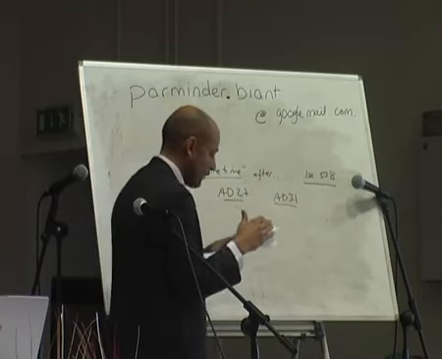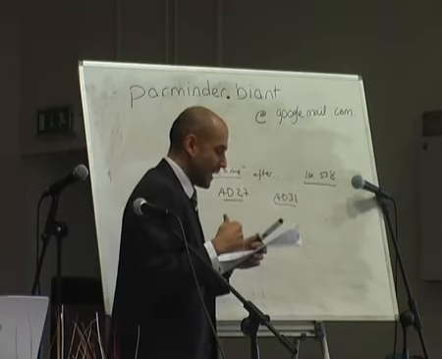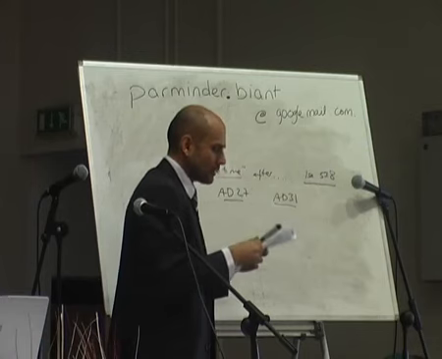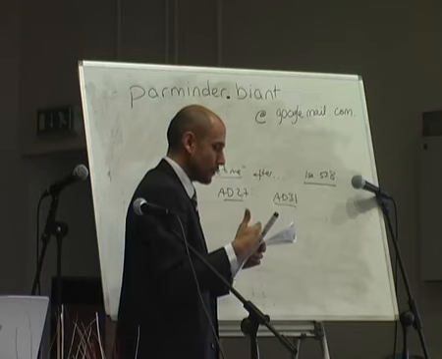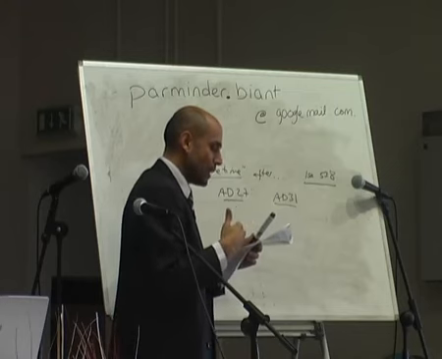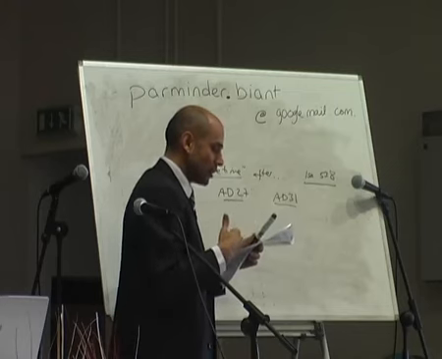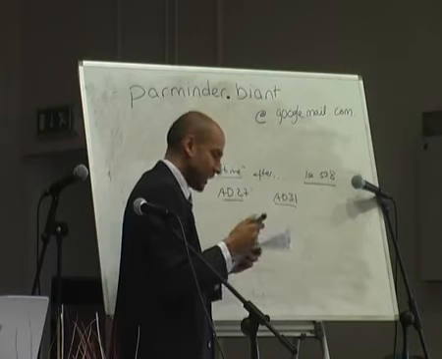So the next part of the verse says, "And the end thereof shall be..." Sorry, I've skipped a bit. "Shall the Messiah be cut off, but not for himself?" The next part of the verse says, "And the people of the prince that shall come shall destroy the city and the sanctuary."